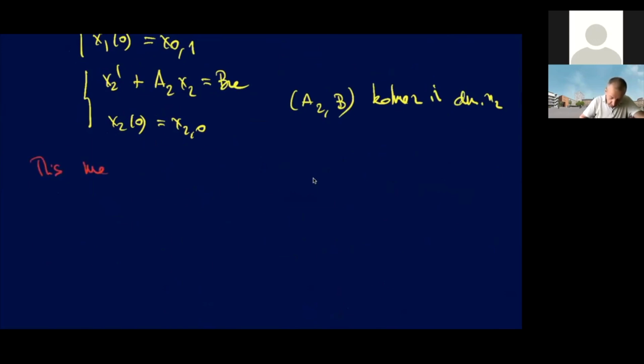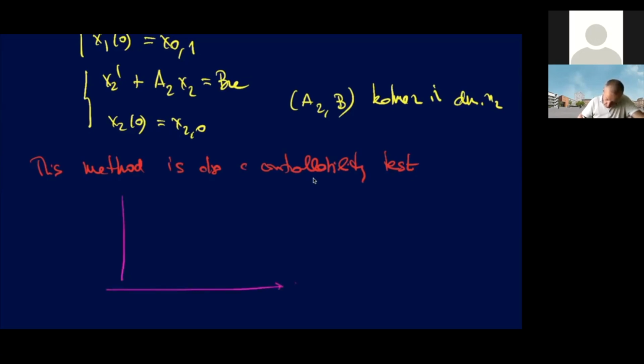This method is also a controllability test. Why is that? Well, because if you draw as a function of the penalty parameter K the distance to the target, you will see that if this goes like a square root of K, this will be an indication of controllability, right?